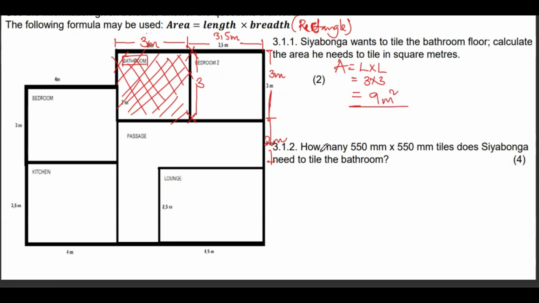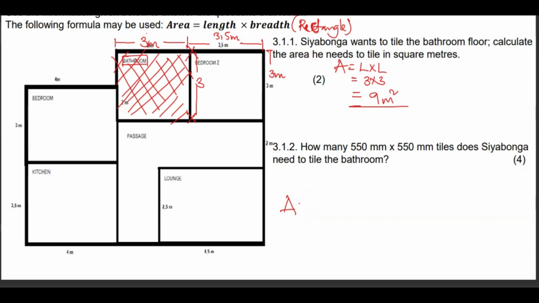30.1.2. How many 550 millimeters by 550 millimeters tiles does Siabonga need to tile the bathroom? Now, what you're going to do for me here, you have to ask yourself, the number of tiles. How do we get there? We shall get the area of the bathroom divided by the area of only one tile. So the area of the bathroom, we are saying it's 9 meters squared. But the area of the tile also has to be in meters. So do that for me.